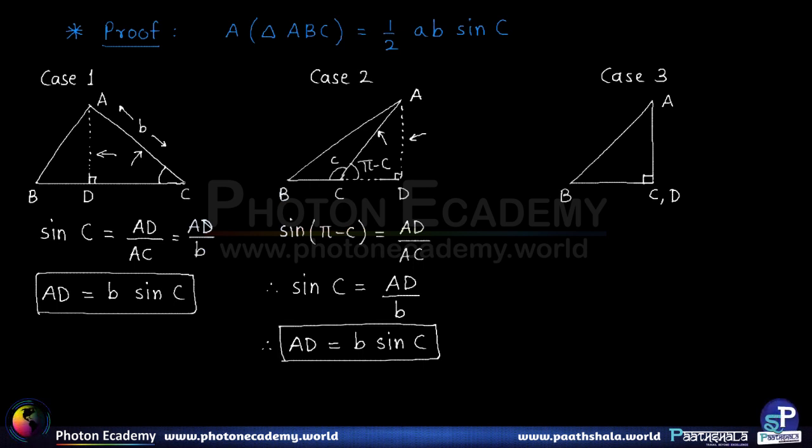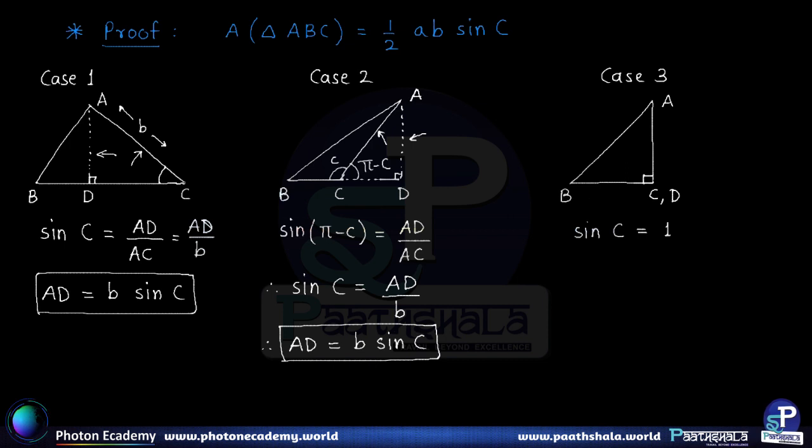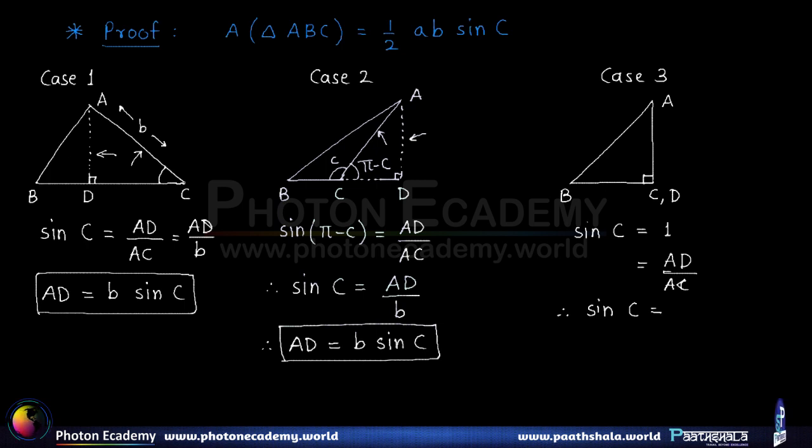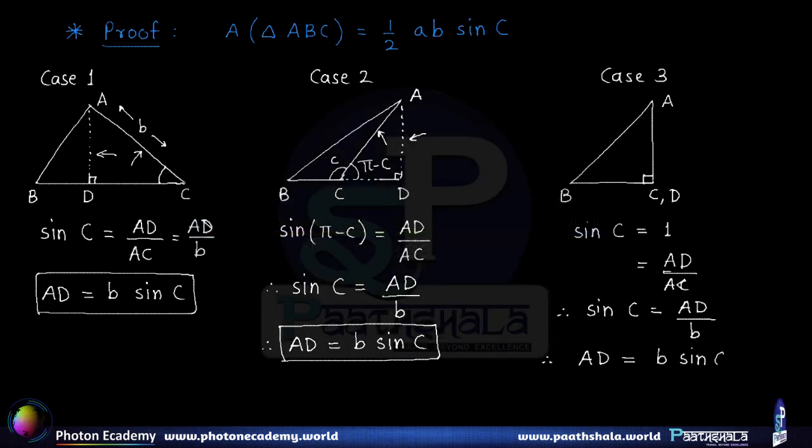And in the last case, C is a right angle, so we can write sine C as nothing but 1, and that can be further written as AD upon AC, simply because AD and AC both are of the same length. So therefore we can write sine C equal to AD upon AC, where AC is replaced with b. So finally on cross multiplying we get AD is equal to b into sine C.